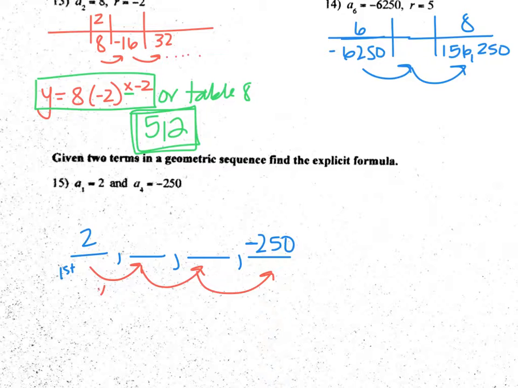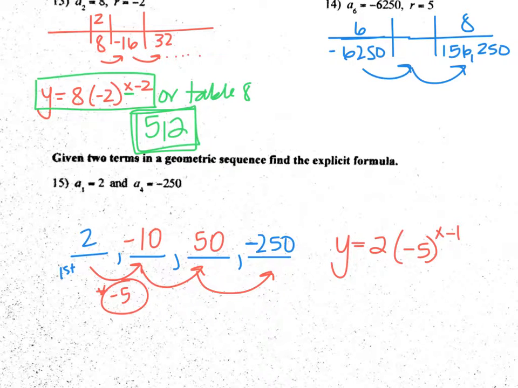And it should be that when you multiply this, make sure you pause the video and try this on your own if you haven't done this already. But I'm pretty sure that if we multiply this, I think I'm looking at -5 is my guess. So it's going to give me -10 and +50. And then +50 times -5 is -250. So I figured out what I'm multiplying by. So now I can go ahead and write my formula, which is going to be y equals 2 times -5 to the x minus 1.